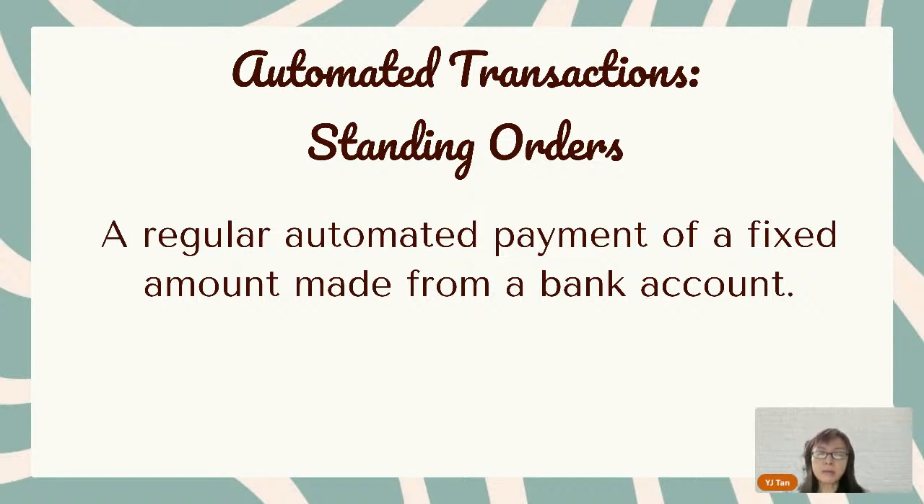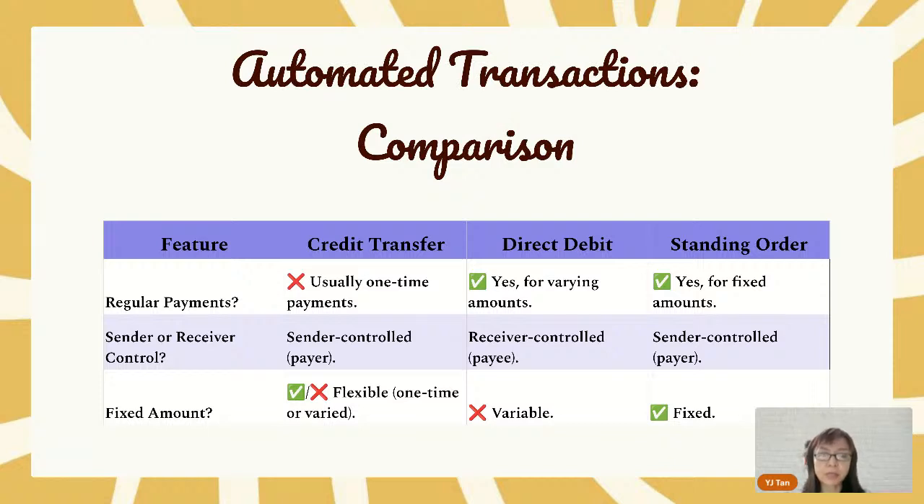All right, and here I do a comparison of these three things: credit transfer, direct debit, and standing order. For credit transfer, normally it's not a regular payment. It's a one-time payment, for example when you pay your supplier. For direct debits, the amount will vary from month to month. Standing order is regular, maybe monthly, and it's a fixed amount, like for example your gym membership. So normally we pay with a standing order.